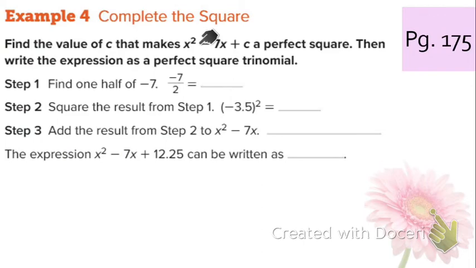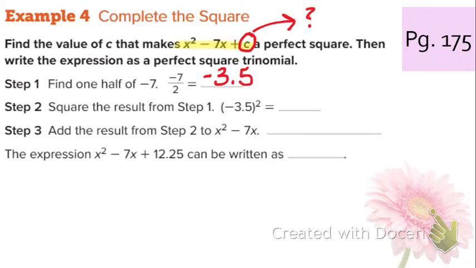Okay, so this is our trinomial right here. And it's incomplete because see how they left that last number off. We need to figure out what is that number. What's the number that I can put there to create a perfect square? So in order to do that, the first step is going to be to take half of negative 7. So negative 7 divided by 2 is negative 3.5.